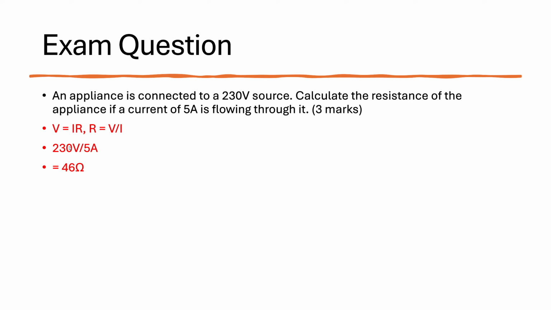Another sort of exam question here. If we've got a 230 volt source, which in this case would most likely be the UK mains supply, and we want the resistance for 5 amps going through it. Well, V equals IR, so R equals V over I. Therefore, we do 230 over 5 amps, which equals 46 ohms. So that's how that works.